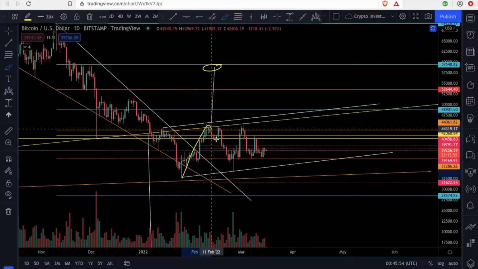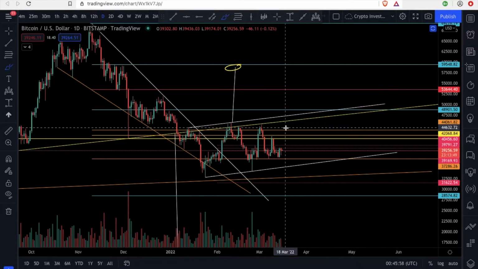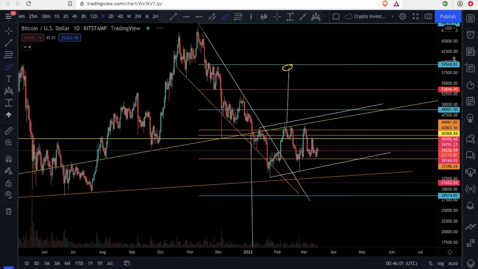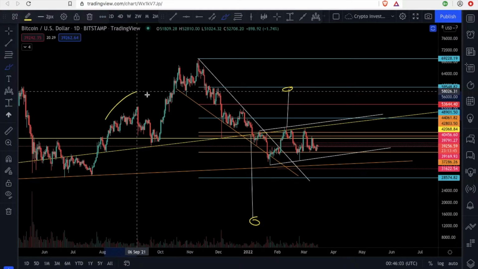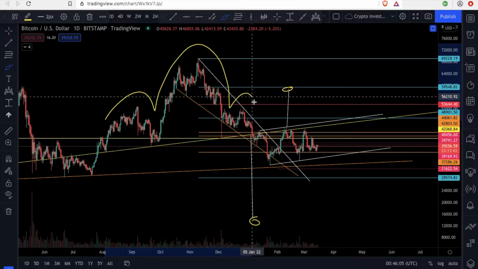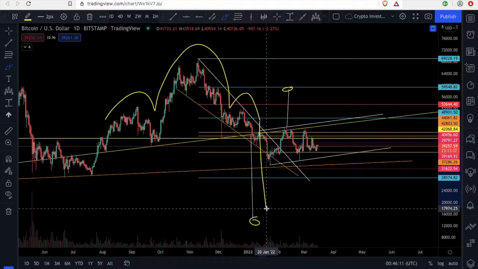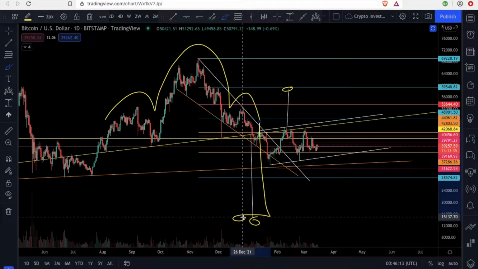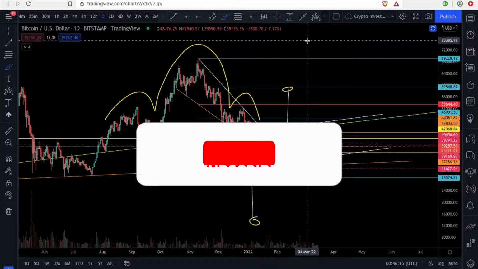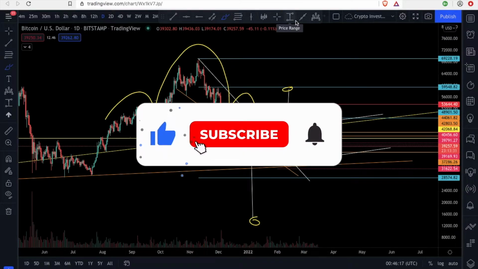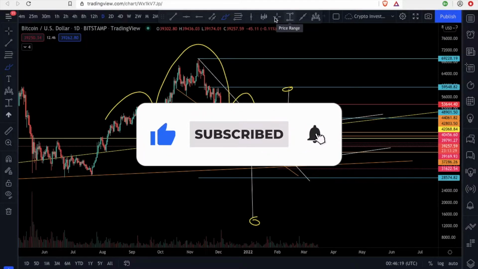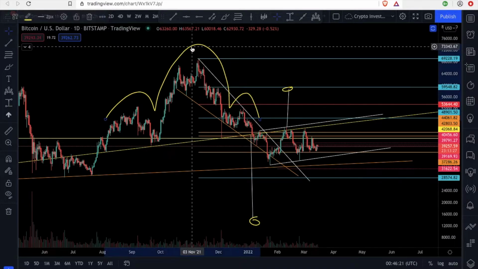This resistance support here got rejected. And also I just remembered, guys, you have this big head and shoulders pattern right here, but as I mentioned, I believe that head and shoulders pattern is not going to complete the price target all the way down around this $15,000 target for the Bitcoin price. No, I think that's not going to happen.